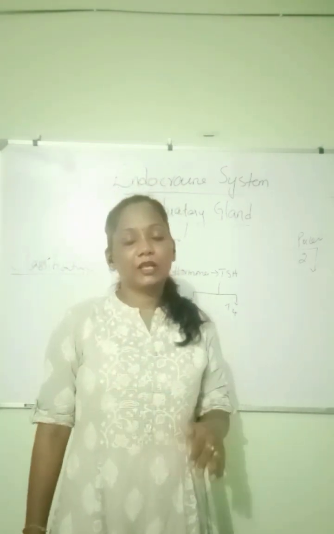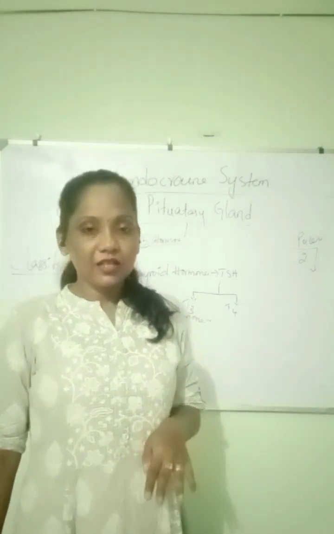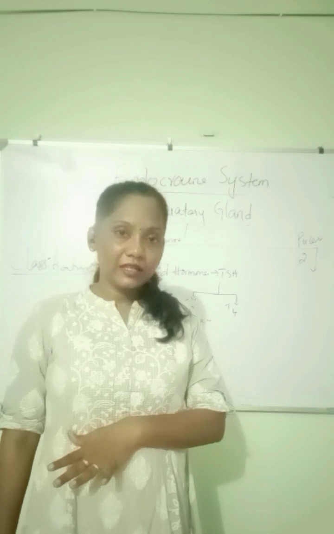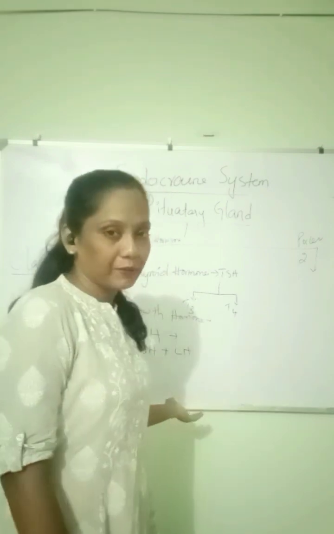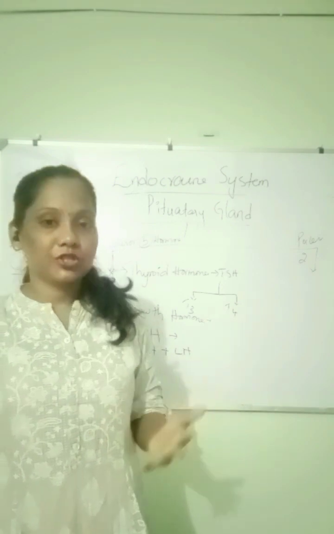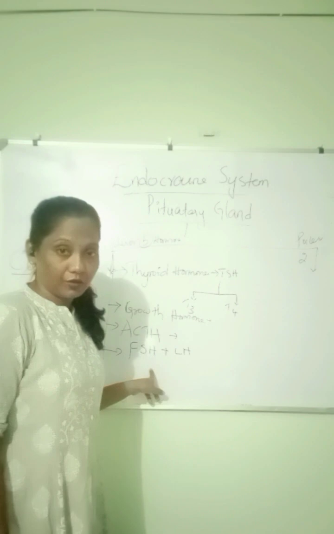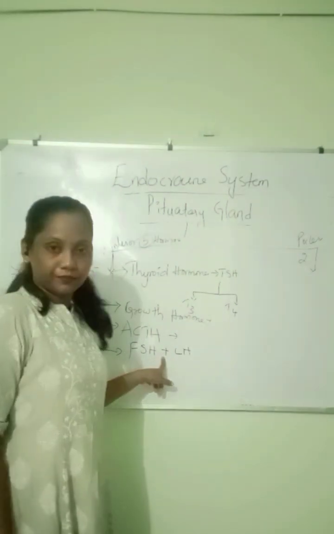This follicle stimulating hormone is controlled during early childhood, and at the time of menarche it increases in levels and helps to attain menstruation and development of ova. That is FSH, follicle stimulating hormone.